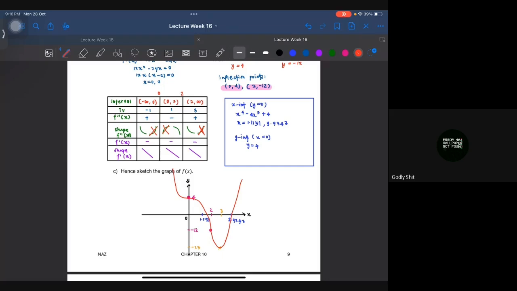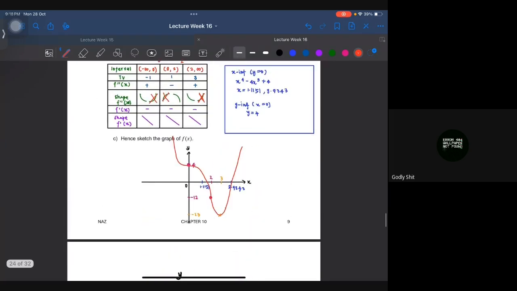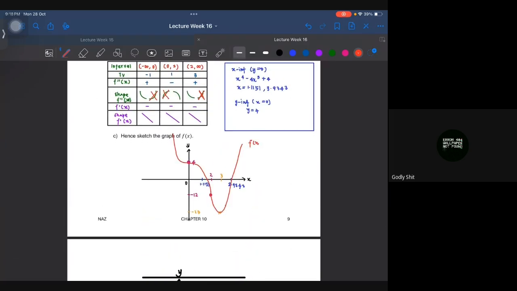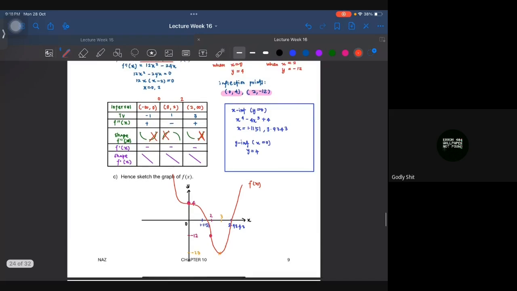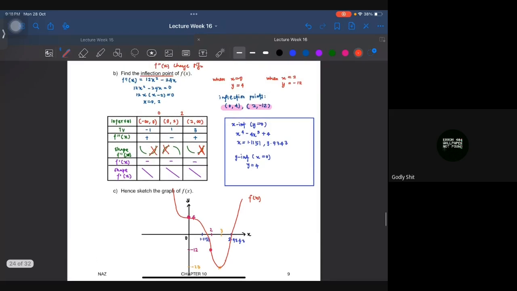Okay, settle. Boleh ke guys? Macam inilah bentuk graph kita, sangat menarik. Boleh? Okay, so last part is to label awak punya function. So label function kita dekat sini, f(x) is equal to apa function kita? x power 4 minus 4x cube plus 4.